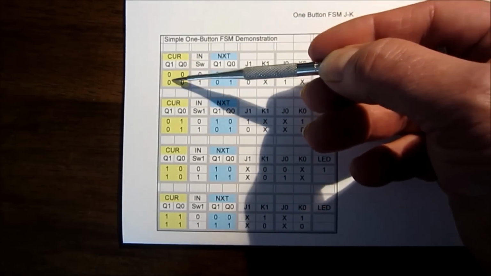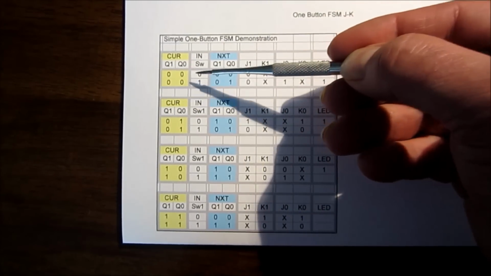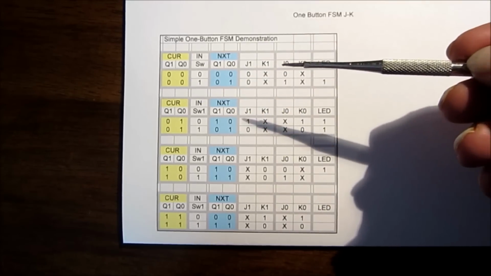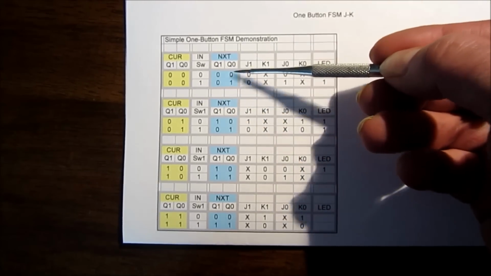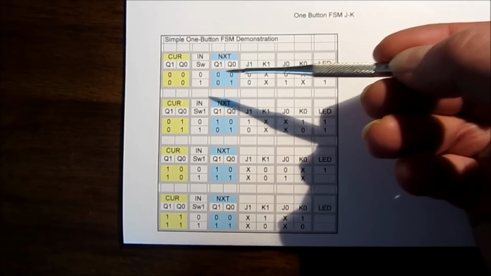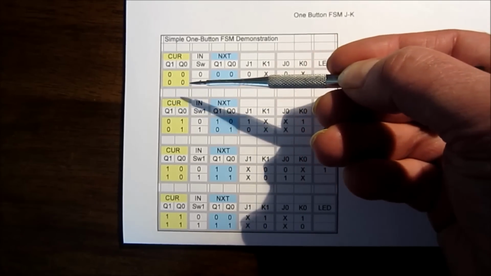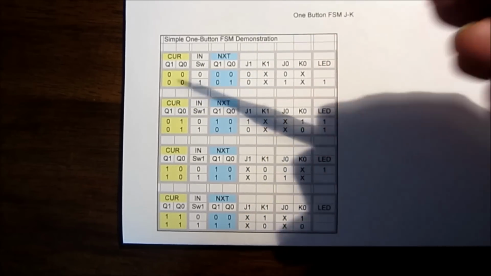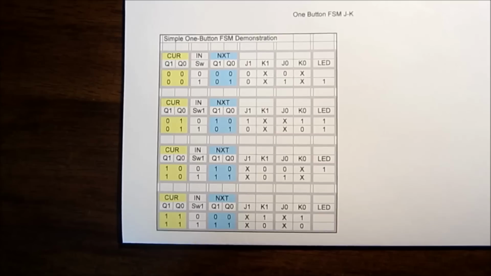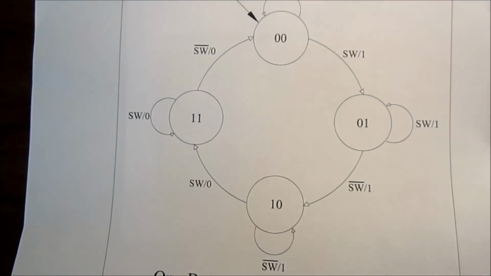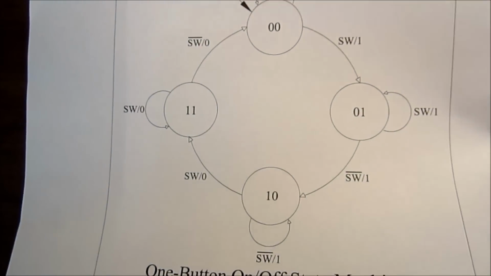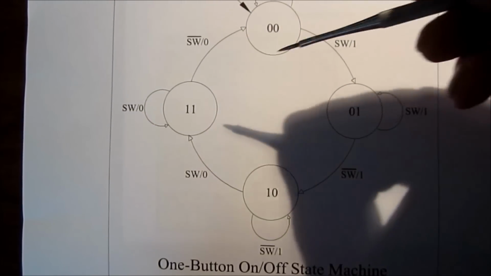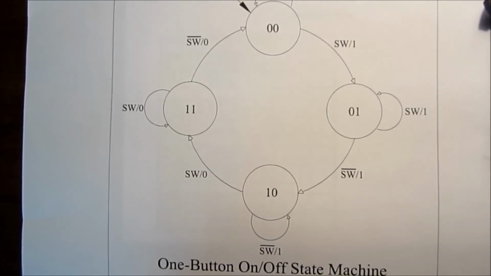So here we have state 0, 0 with the switch off. What next state do we go to? Well, we stay in the same state. We go to 0, 0 again. But here we have state 0, 0 with the switch on, and then we go to state 1. And this is basically just putting in tabular form exactly the same information that's on this diagram, the state diagram.